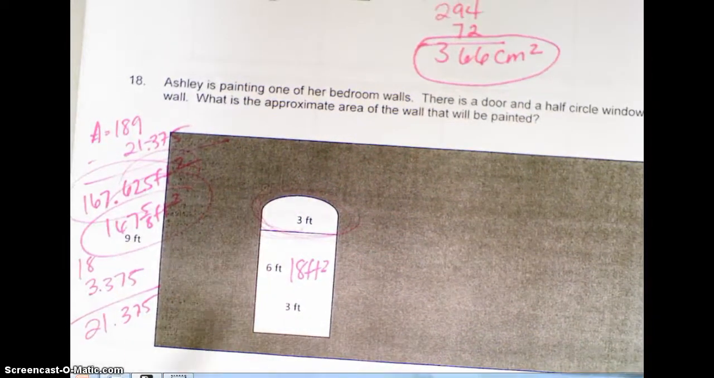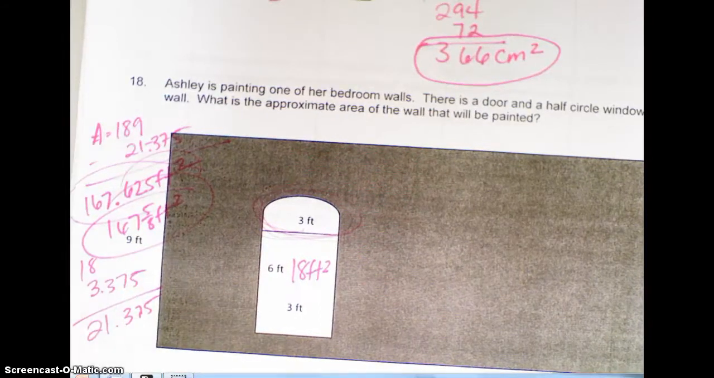Yes, sir. Yeah, if you have 168, that's fine. Yes, sir. No. If you do the diameter, you don't have a formula for area with diameter. You have it for circumference.